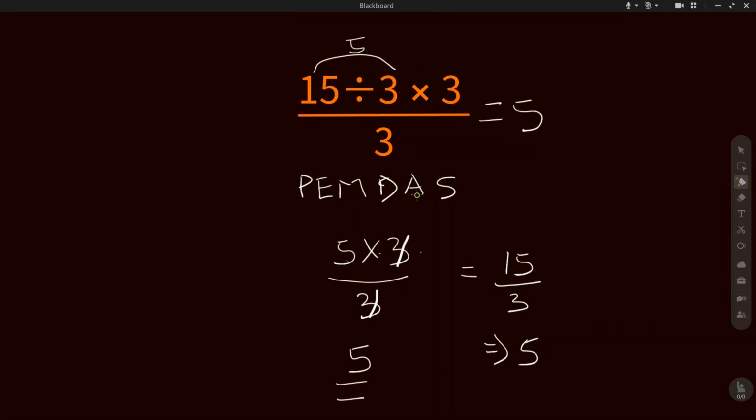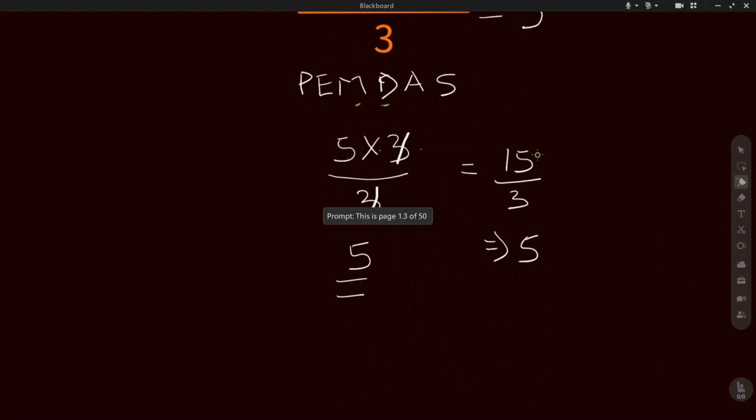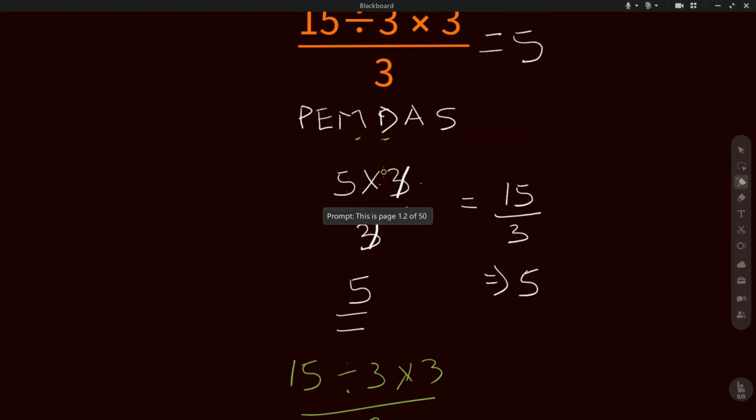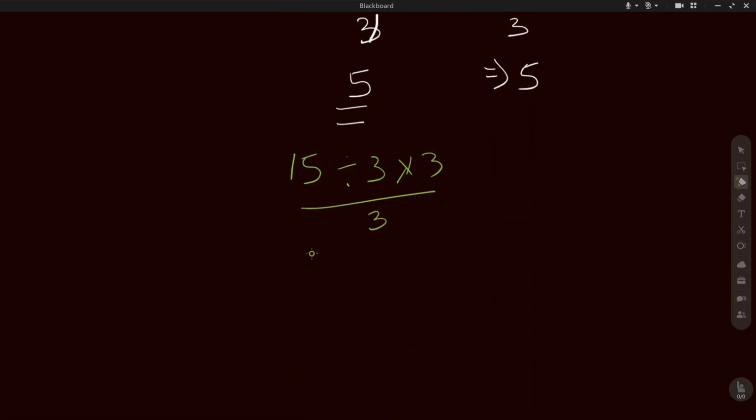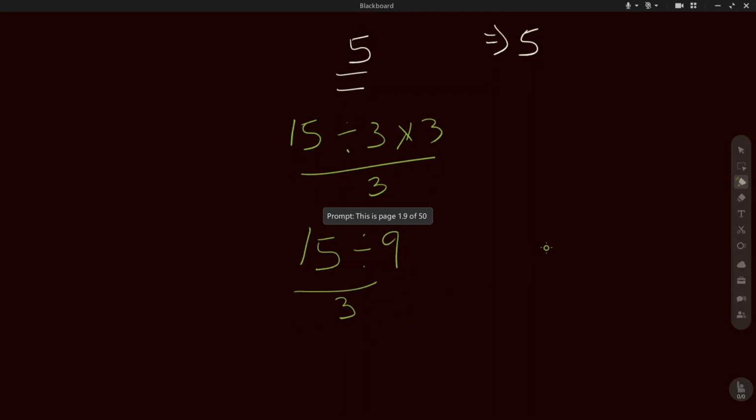You will be wrong if you say that because multiplication appears before division, you want to multiply first. Let's try the question again: 15 divided by 3 times 3 over 3. If you say that because multiplication appears first you want to multiply first, you'll be having something like this: 15 divided by 3 times 3 is 9, then over 3. At the end of the day, you will be getting a totally different answer.